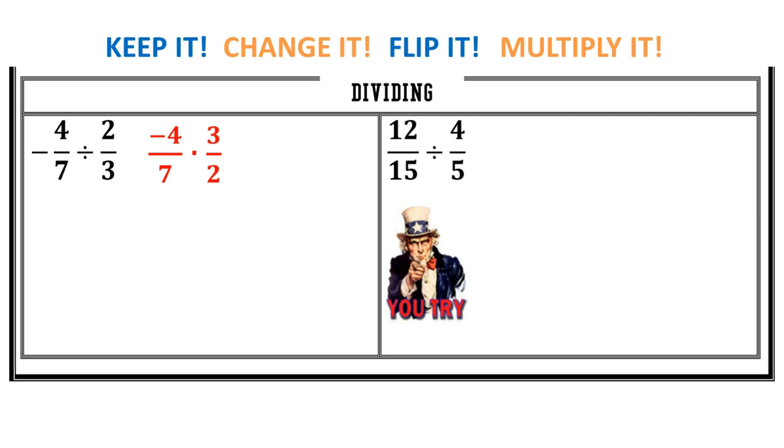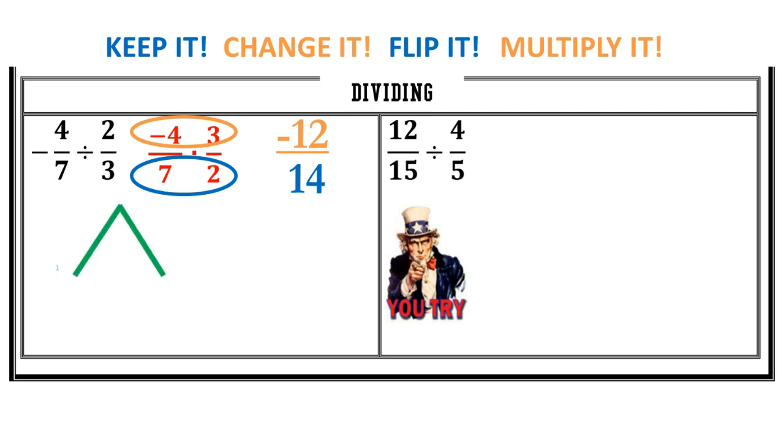I kept the first fraction. Notice I put the negative in the numerator. It's always nice for the negative to have a place. I changed from division to multiplication, and then I flipped 2/3 and made it 3/2. Now I treat it like a multiplication problem. Negative 4 times positive 3 gives me negative 12. 7 times 2 gives me positive 14, and I just need to simplify my fraction now.